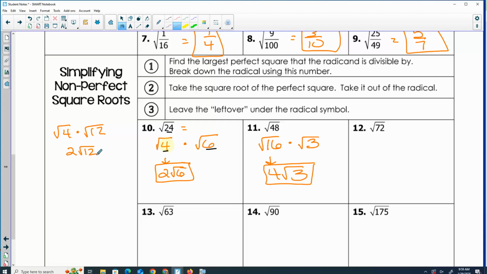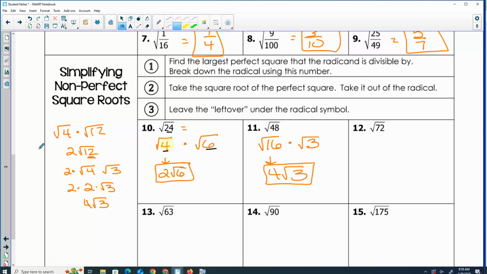But that's not my final answer because 12 is still divisible by a perfect square. I can still divide it by 4. And so you could still get there if you broke your 12 up into a 4 and a 3. It's just longer because I didn't get the biggest perfect square the first time. So we are looking for the biggest possible perfect square so that we only have to break it down once, not a couple times.